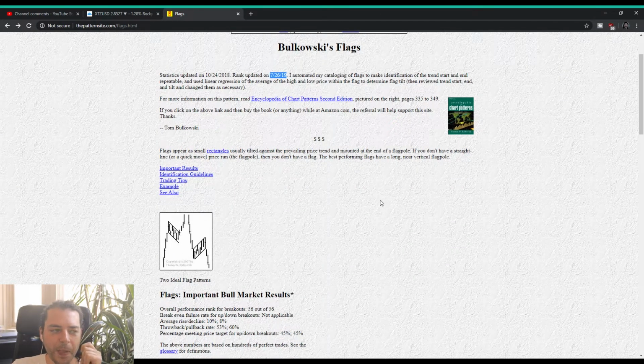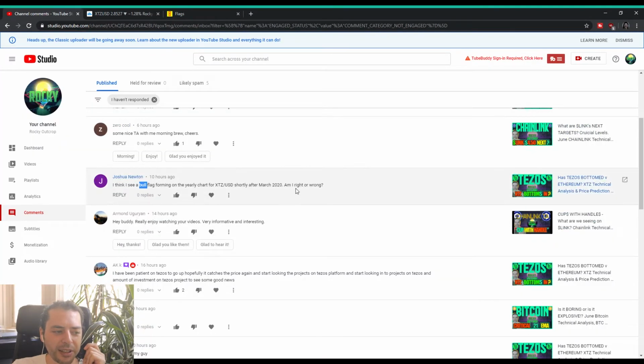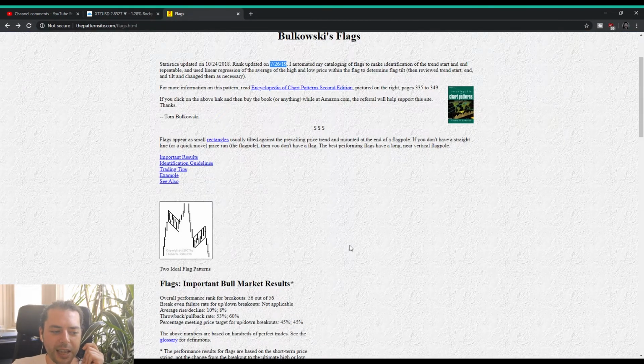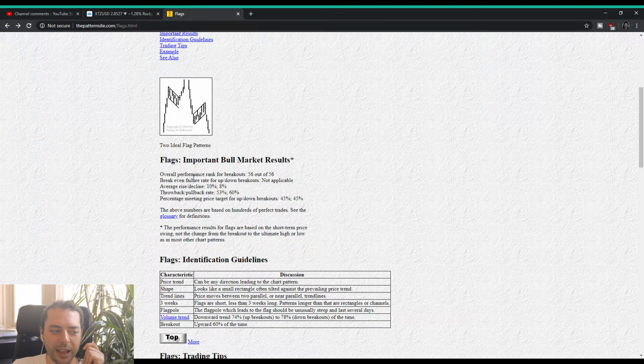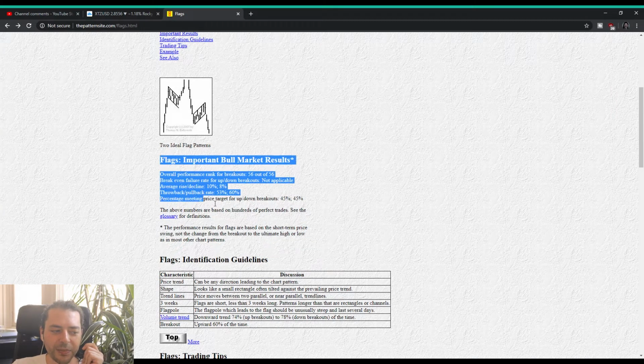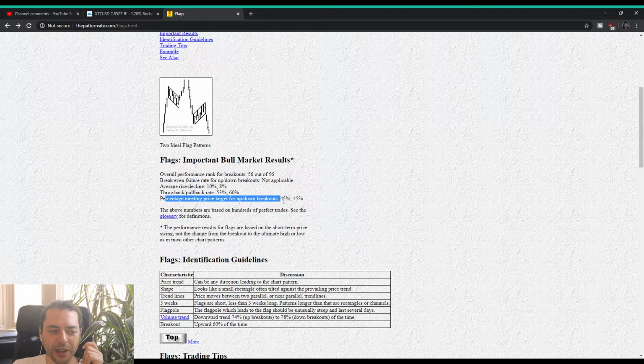So first off, whether you're right or wrong, what you say here is you're making it binary. Am I right or wrong? Let's say that you're right, just not even looking at anything, and then ask Tom what he thinks about the overall performance rank for breakouts of bull flags: 56 out of 56, break-even failure rate for up/down breakouts not applicable. Average rise/decline 10 to 8%. Pullback rate 53 to 60. Oof. Percentage meeting price target for up/down breakouts 45 to 45, right? Which comes into how you measure it.